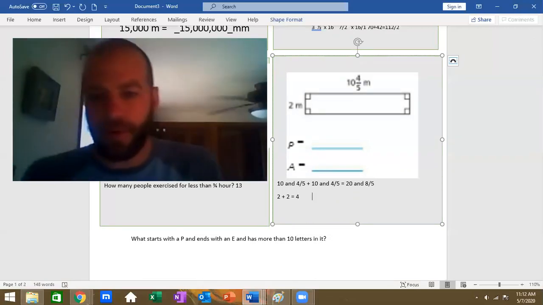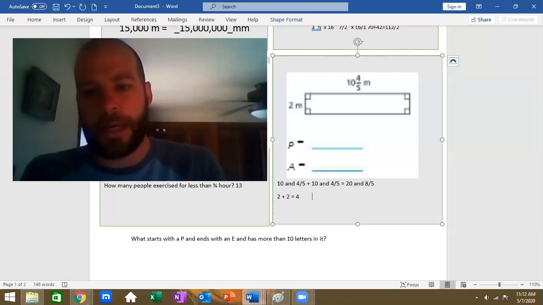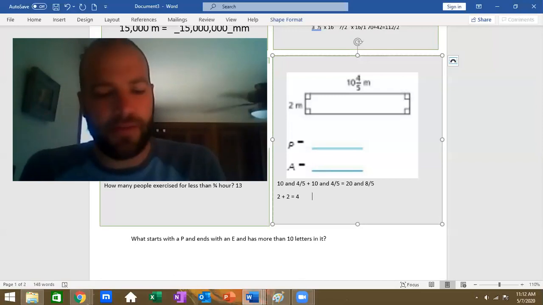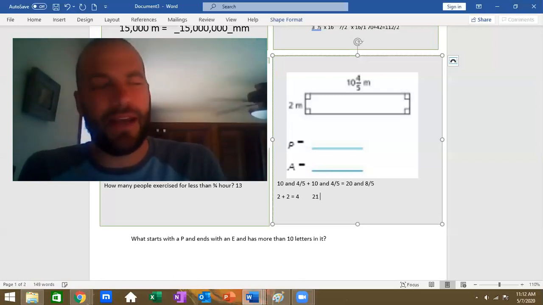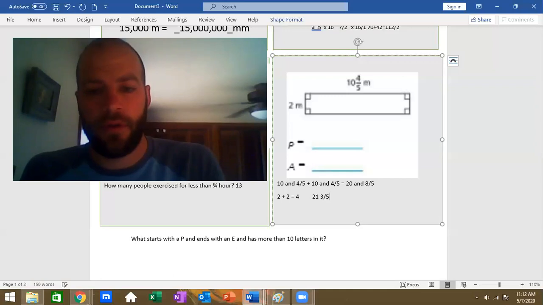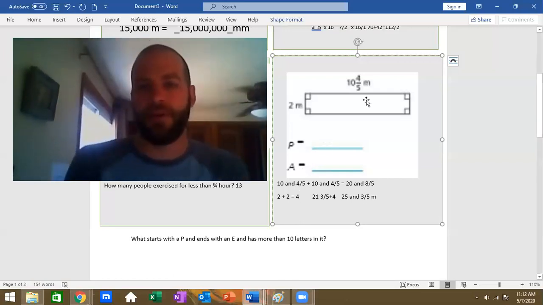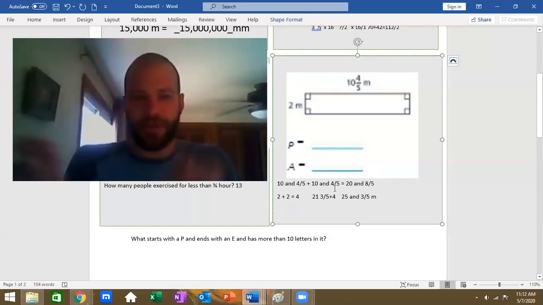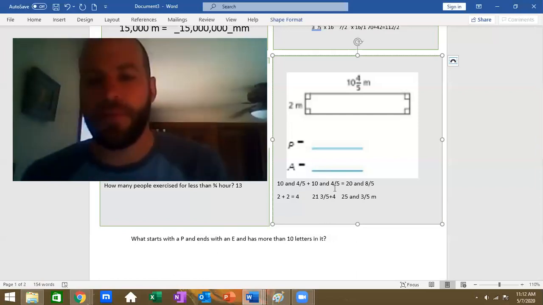Now we just have to add those together. 20 and 8/5. 8/5 is bigger than 1 whole, so we can give that to the 20. So that's 21 and what's left? 3/5 plus 4. Answer is 25 and 3/5 meters. It's not square because it's one dimension. It's just one long measurement. Even though you do it a couple different times, it's a one-dimensional measurement.